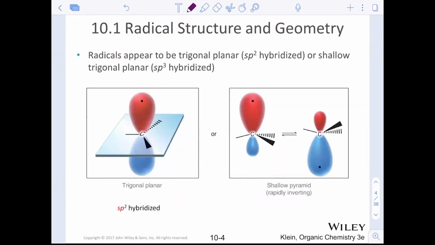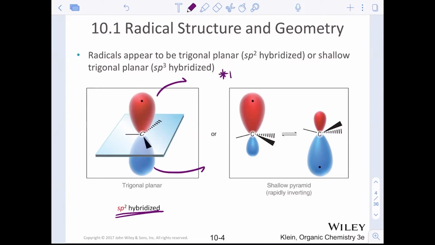A radical is somewhere in between. We are going to call it sp2 hybridized for this class. We are going to see it's more like a trigonal planar intermediate than a shallow tetrahedral or trigonal pyramidal one. But it is more planar in nature. What that means for us is when this reacts, it can attack from the top side or from the bottom side when it's going to attack something.